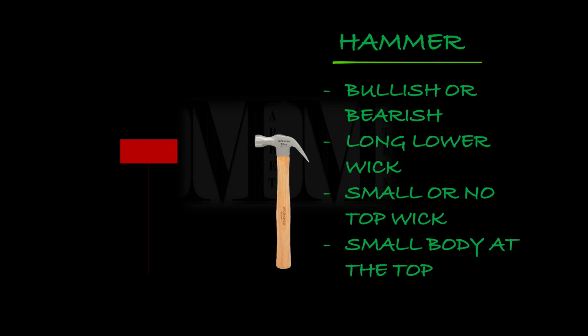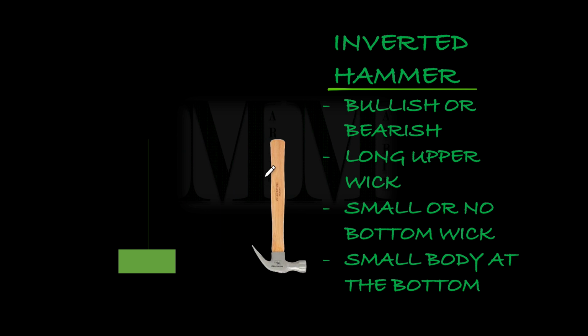Now let's speak about the inverted hammer. What is this? Well, it's just the opposite of the hammer. It looks basically the same, except it's just upside down. So, for the other one, we had a long wick on the bottom and a small body on top, and small or no wicks at the top. And this one is just the opposite. We have a long wick on the top, small or no wick on the bottom, and the small body on the bottom as well. Again, it looks like an upside down hammer.